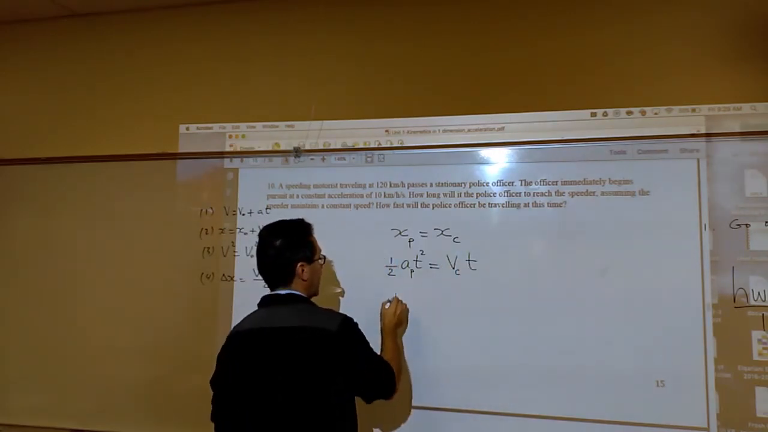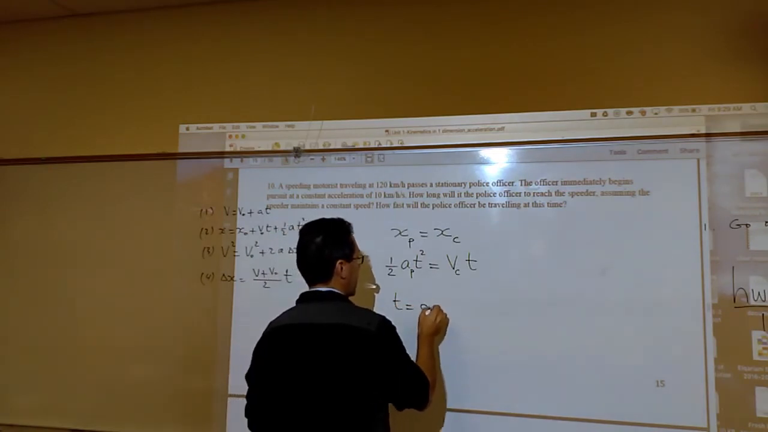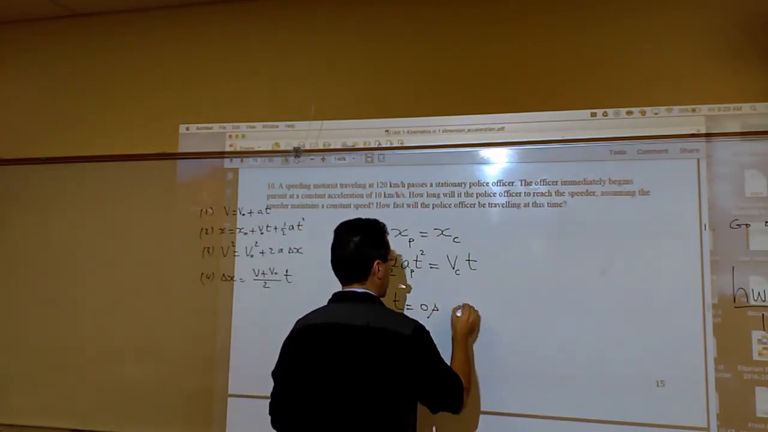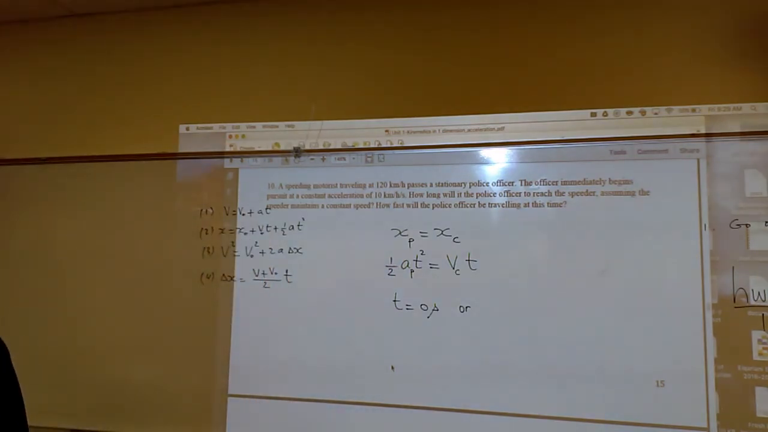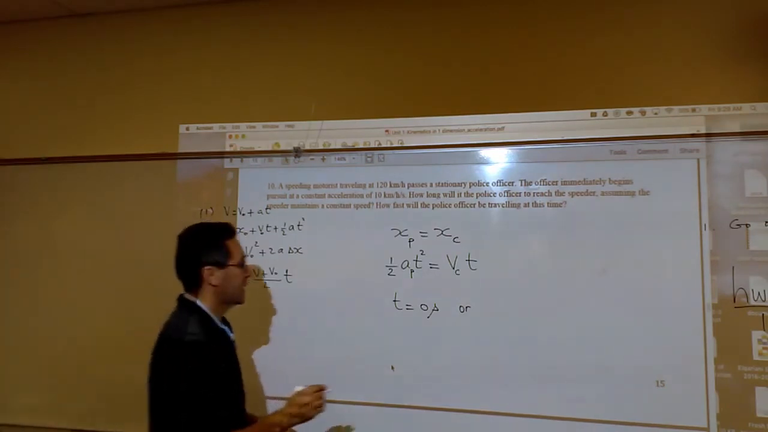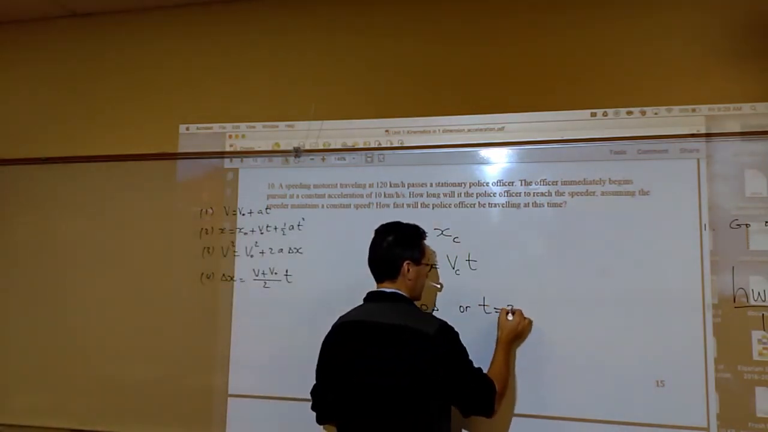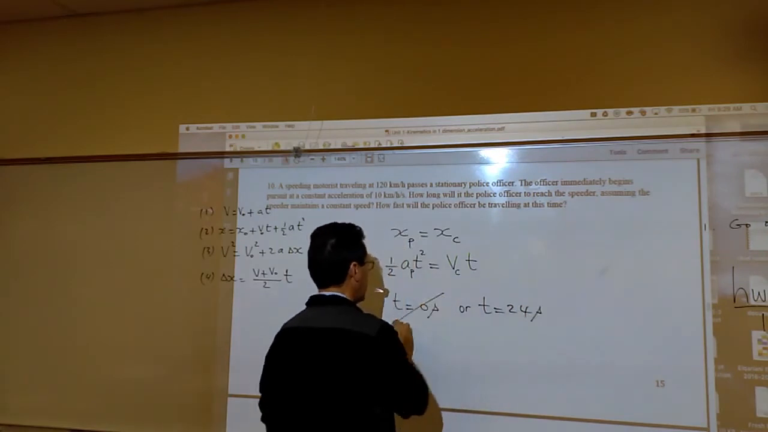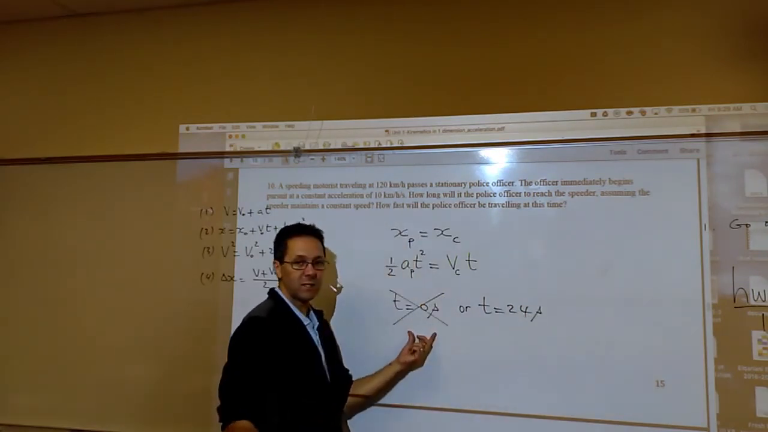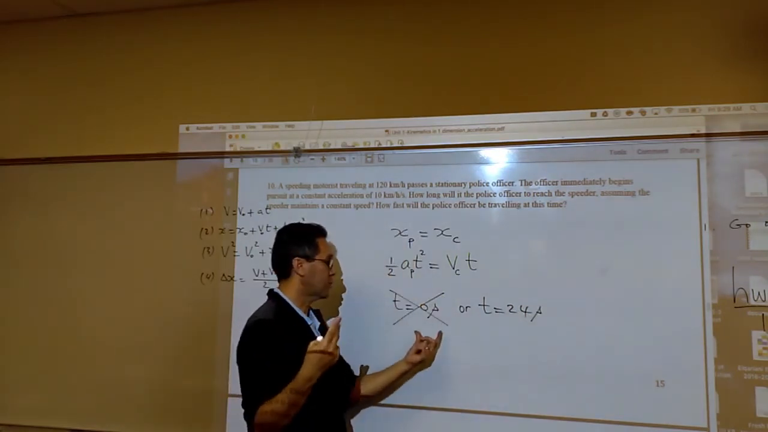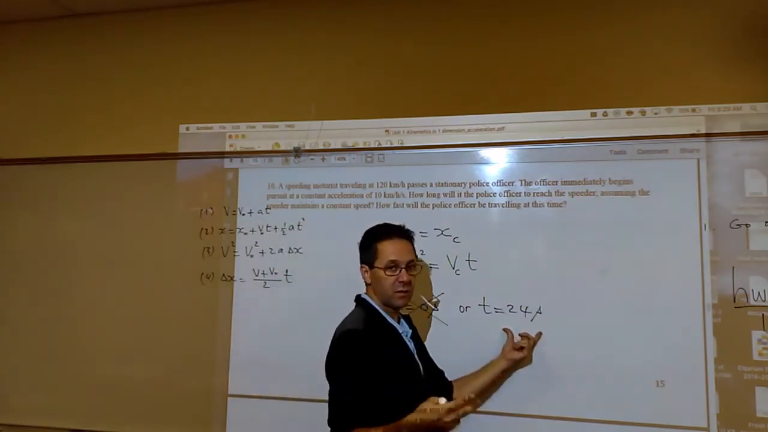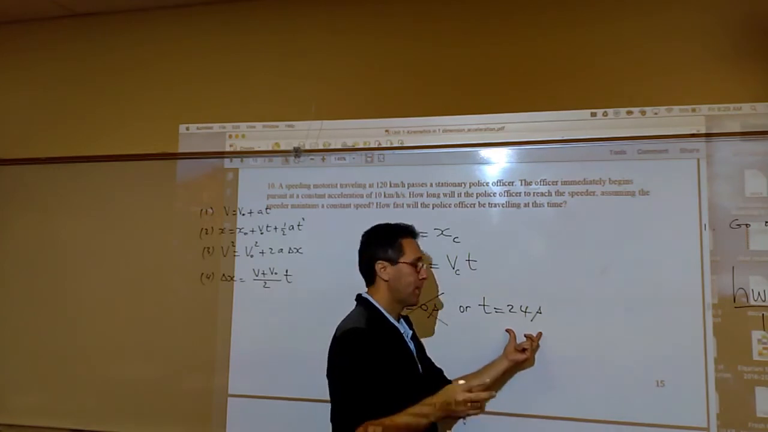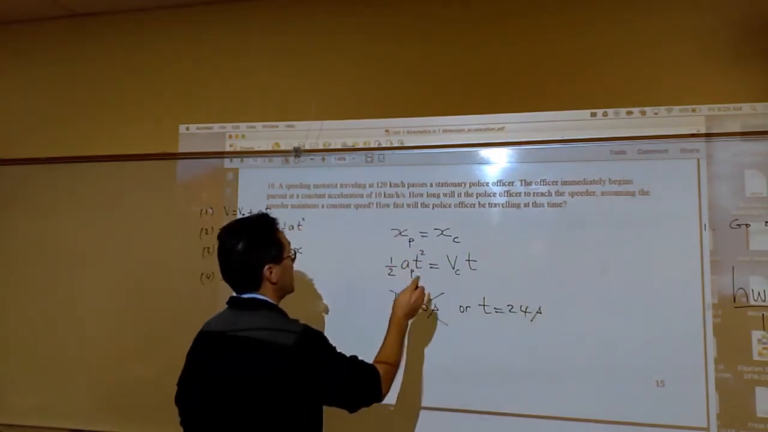Now, if you solve this equation, time can be either 0 seconds, or after you plug in the numbers, you should come up with 24 seconds. Okay, now we have to drop this. This just means that's the math in two places. This is when the car passes the police officer, and this is when the police officer catches up to the car. Now, how fast is the cop going?